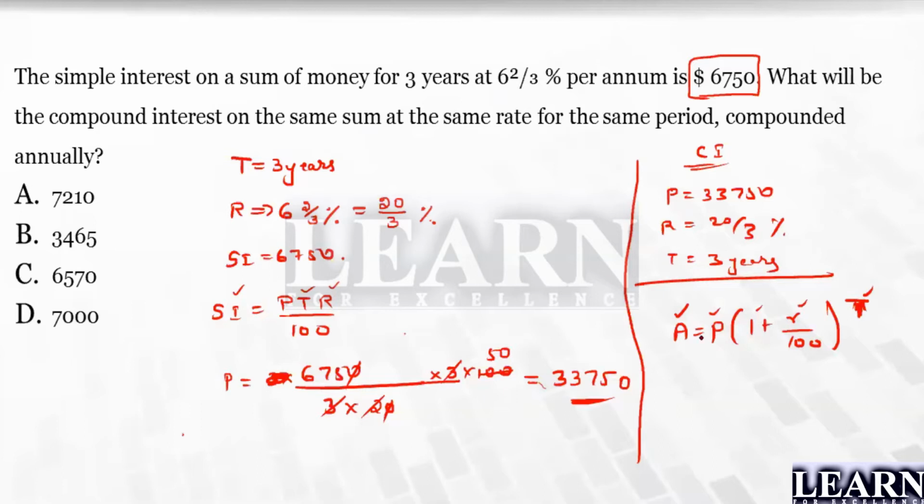Because the principal here is 33,750 into 1 plus R, which is 20 by 3, giving 20 by 300 here, whole to the power 3. So this gives 33,750 into 320 divided by 300 whole to the power 3. I can cancel and take out 16 by 15, so 16 by 15 whole to the power 3 and 33,750. If you solve this, you'll get the answer as 7,210.